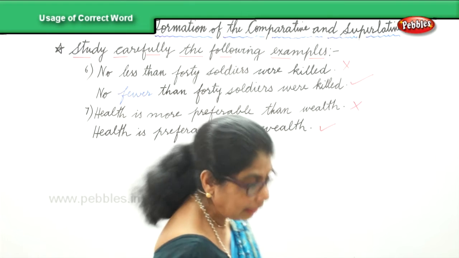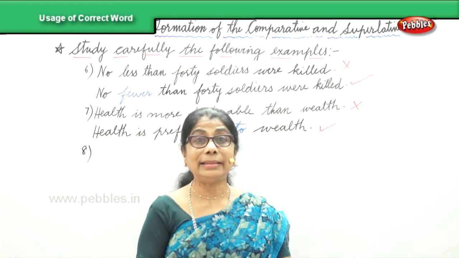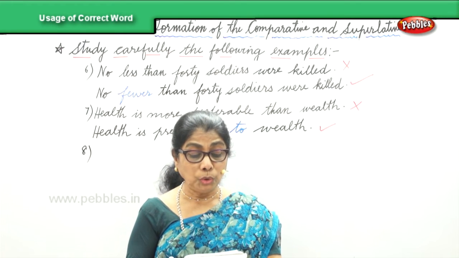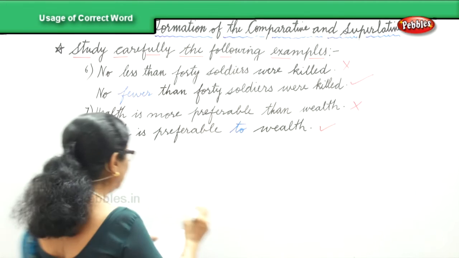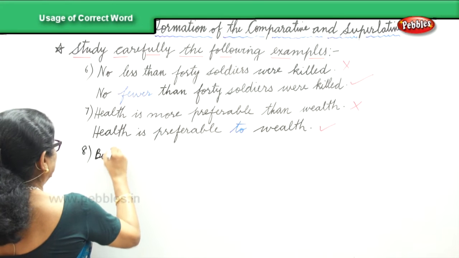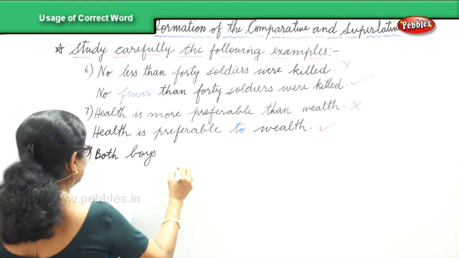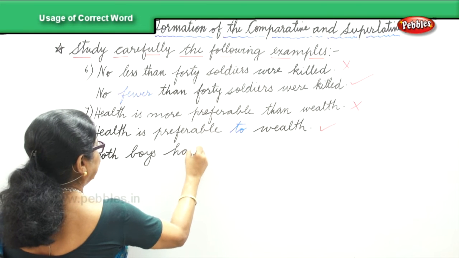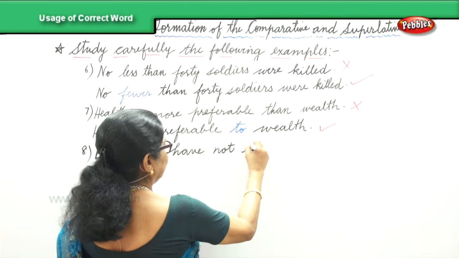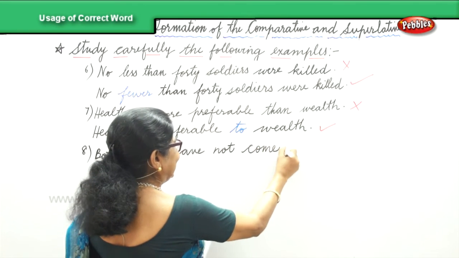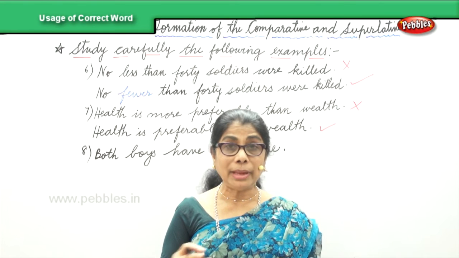Now, let's look at another sentence. Let's take another sentence like, both boys have not come. Both boys have not come. And surely this is not the right way. You must say, neither boy has come.